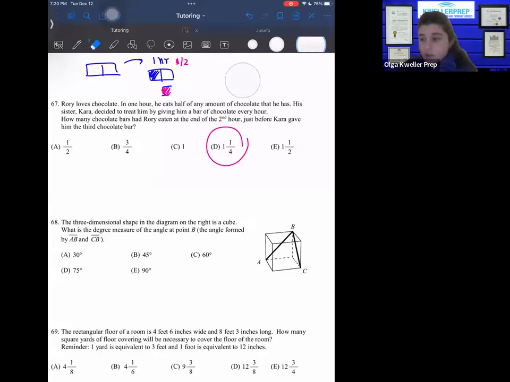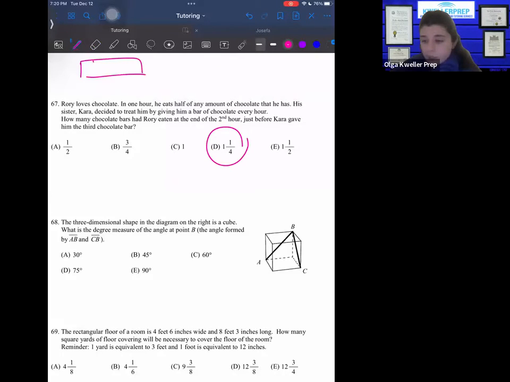If you're a visual learner, you could just draw this whole thing out for yourself. So let's say this is his original chocolate bar, right? He eats half of it, and then he's given a whole another chocolate bar, and then he eats half of that. So there's 1, 2, 3, 4, 5, 6. He eats 3 pieces. So in total, he ate 1 and 1/4 chocolate bars. So you can always just draw it out for yourself if you're a visual learner.